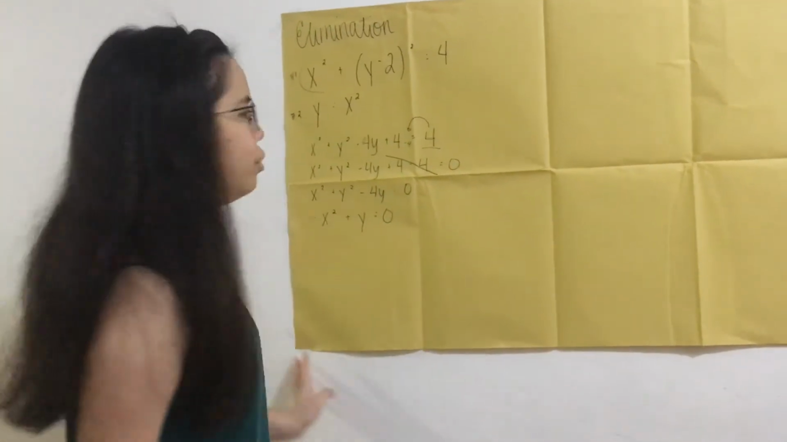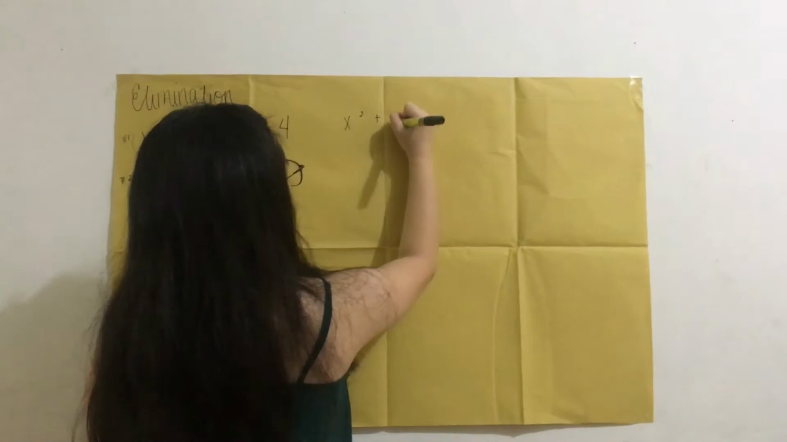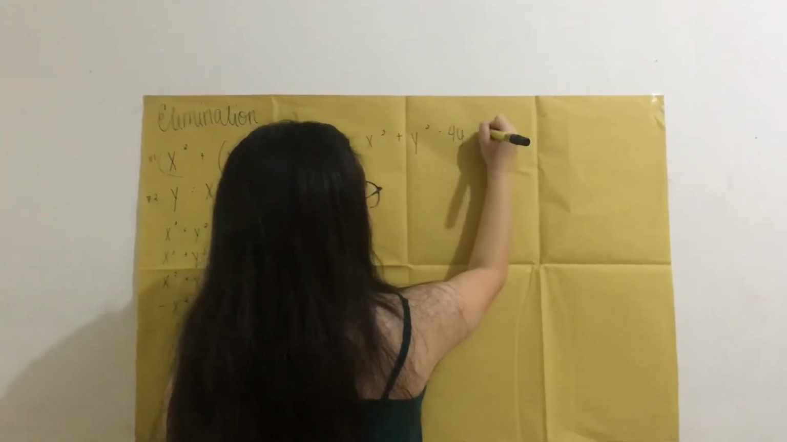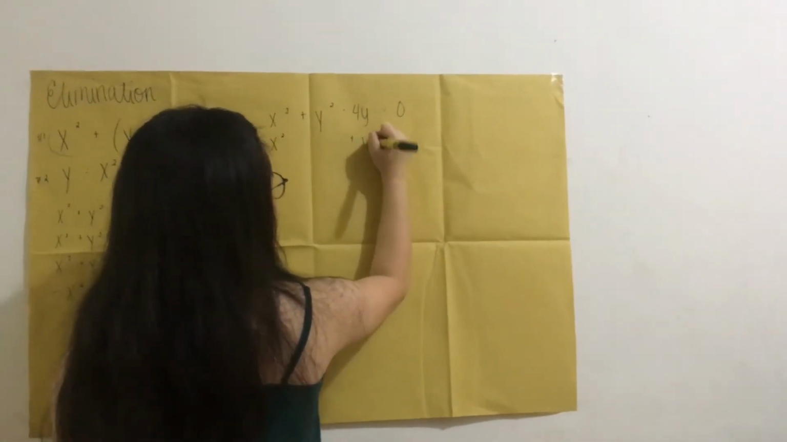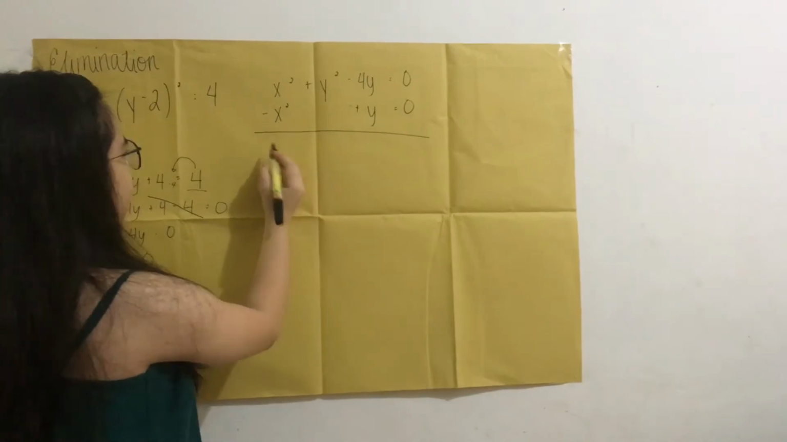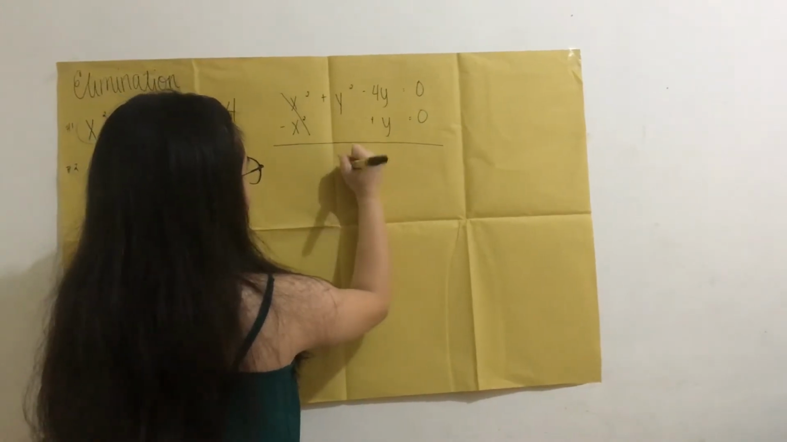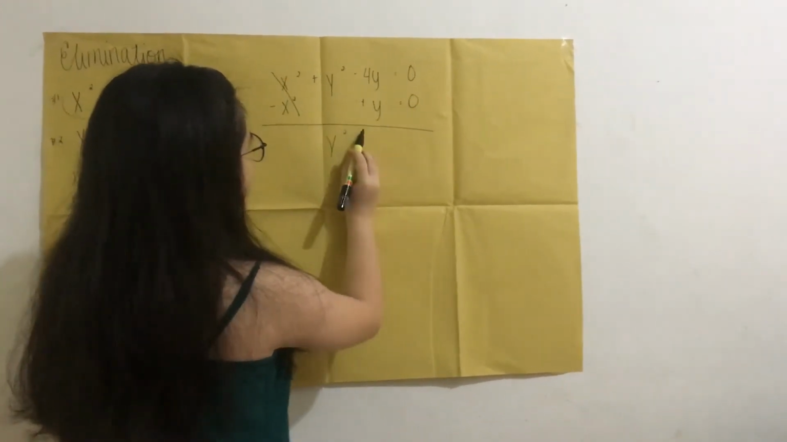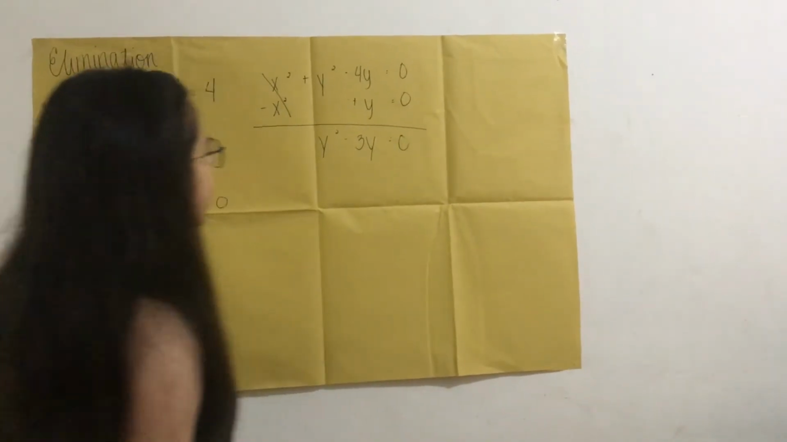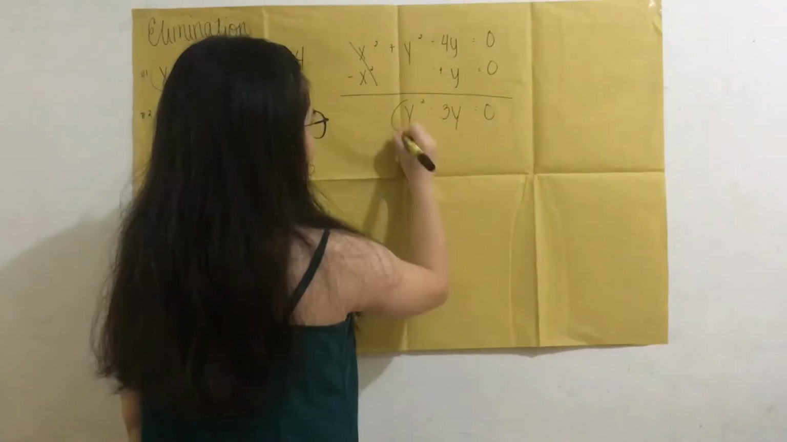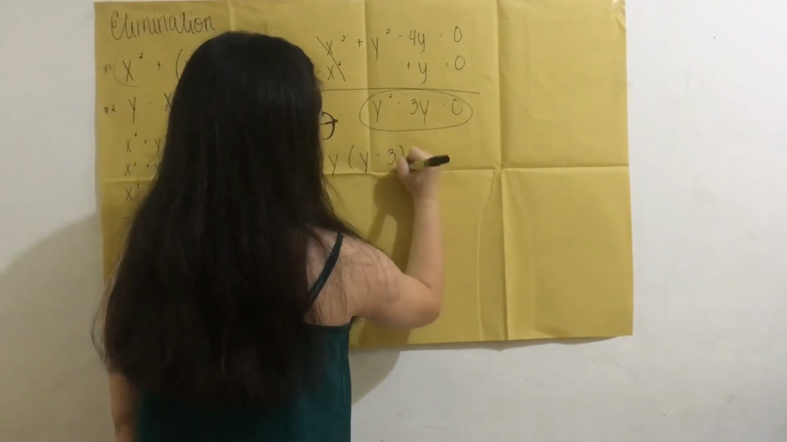Then, we shall start with the elimination. So x squared plus y squared minus 4y equals 0, and negative x squared plus y equals 0. x squared minus x squared is cancelled. So bring down y squared. Then negative 4y plus y is negative 3y equals 0. The next step, we should factor out the y. So the answer will become y times the quantity y minus 3 equals 0.